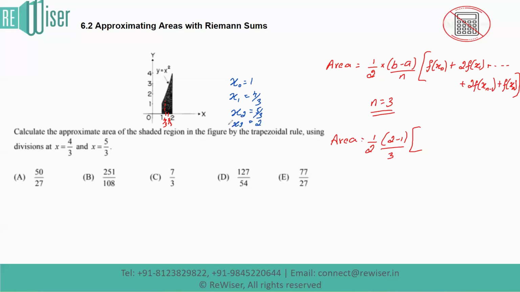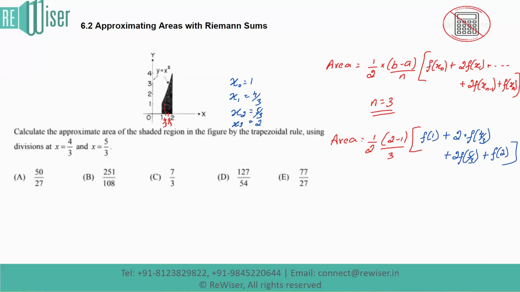Let me write it like this. f of 1 plus 2 times f of 4 by 3 plus 2 times f of 5 by 3. And finally, we will have just f of 2. Now these f values we can find from the graph.